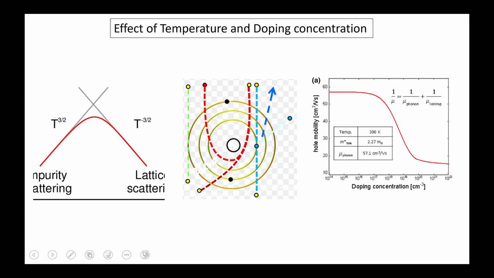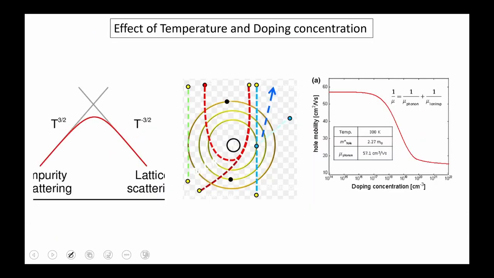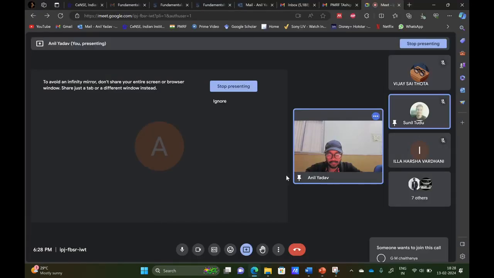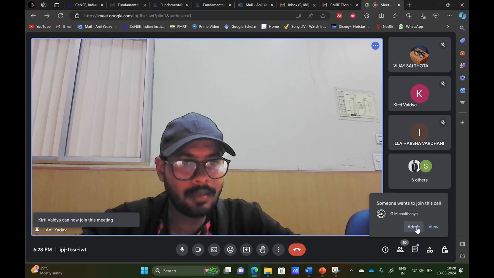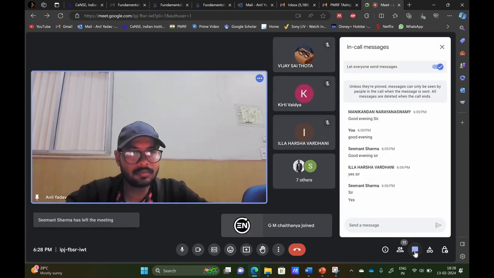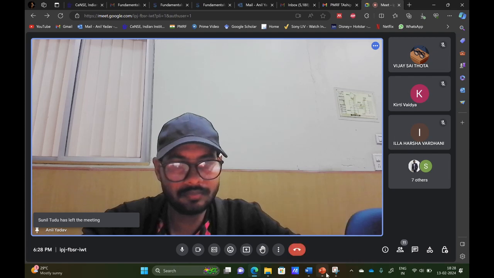This is the mobility, the formula for the mobility, mu. We can write it here. Someone wants to join, I think. Let me see. Someone was asking.